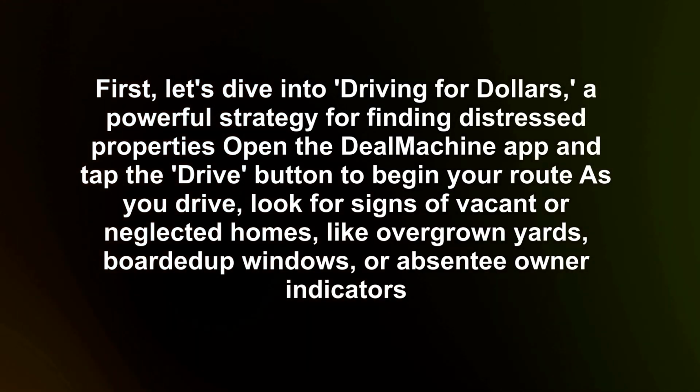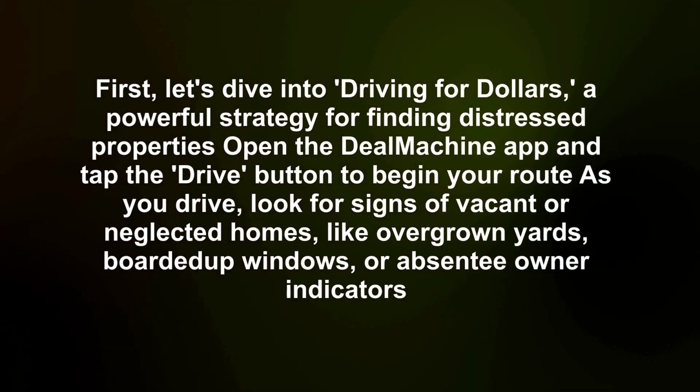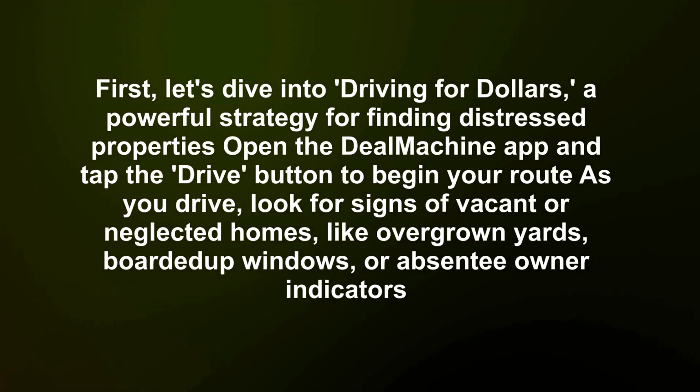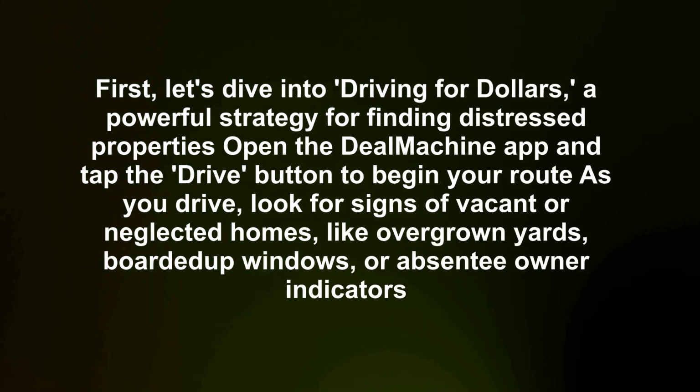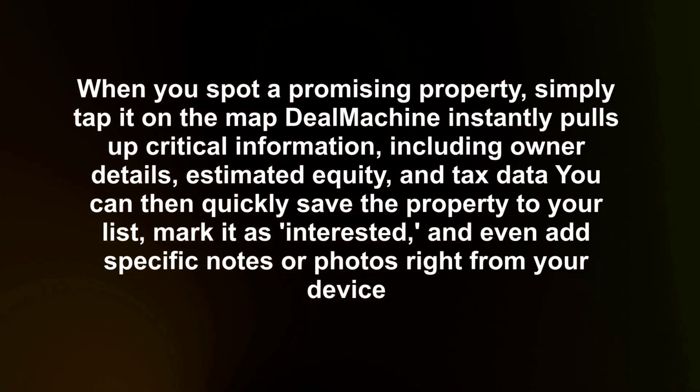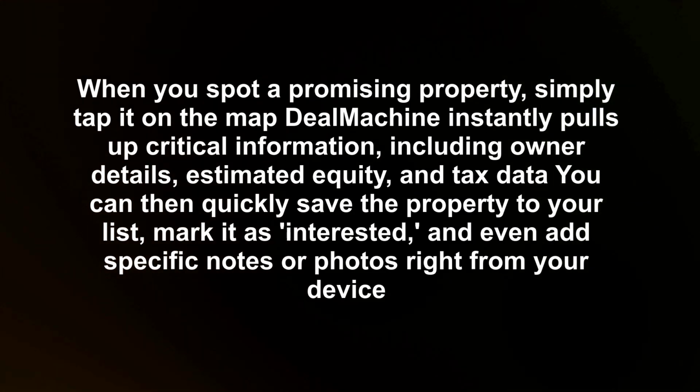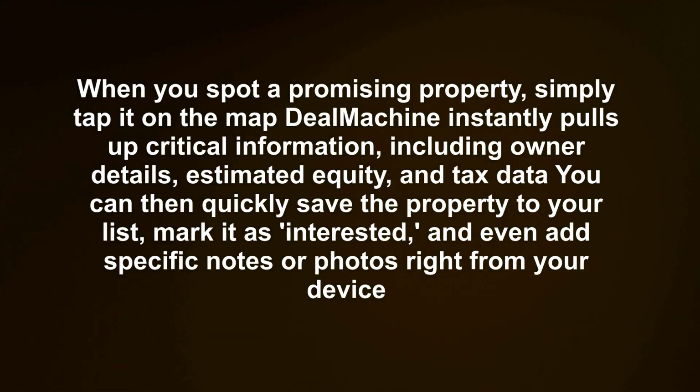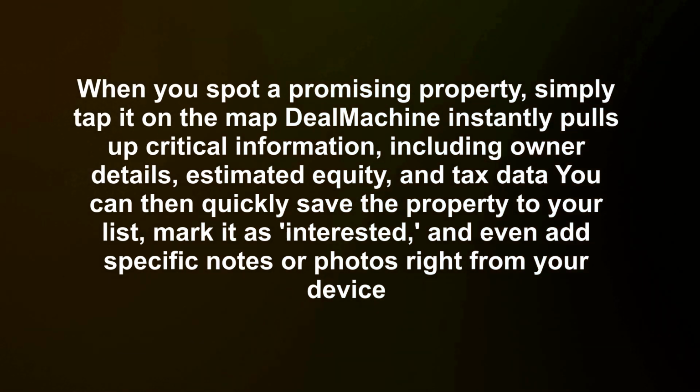Look for signs of vacant or neglected homes, like overgrown yards, boarded-up windows, or absentee owner indicators. When you spot a promising property, simply tap it on the map. DealMachine instantly pulls up critical information, including owner details, estimated equity, and tax data.